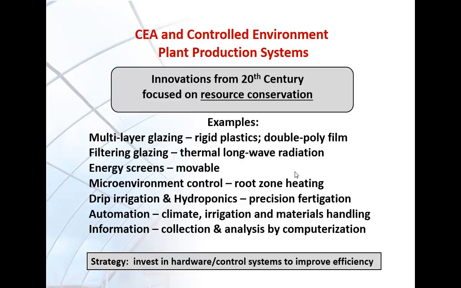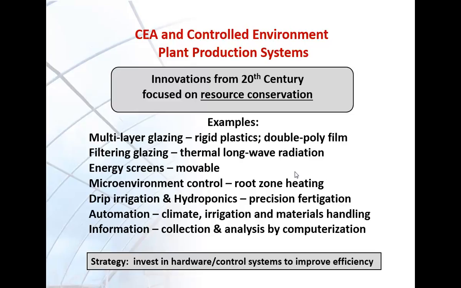Improved microenvironment control. One example is root zone heating, providing the heat to the location adjacent to the plant and its microenvironment. Drip irrigation and hydroponics, watering and fertilizing efficiently and precisely to provide what the plants need to grow. Automation is in general climate control automation, irrigation automation, and materials handling. All of these were developed to save labor, to save and utilize water and nutrients more efficiently, and to save energy in the climate control.